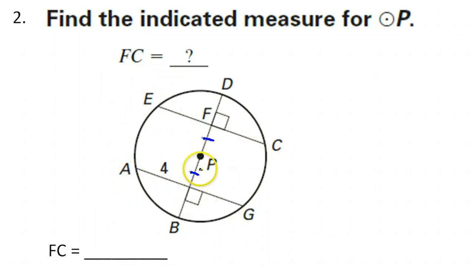Also, because the line BD is perpendicular and it's a diameter, then it must be a bisector. Okay, that's the theorem that we learned. If you have a perpendicular diameter, it's also a bisector. So if this is 4, then this is 4. That means AG is 8, which means EC is also 8, which means that these pieces are also 4 and 4. Which means that FC, of course, is 4.